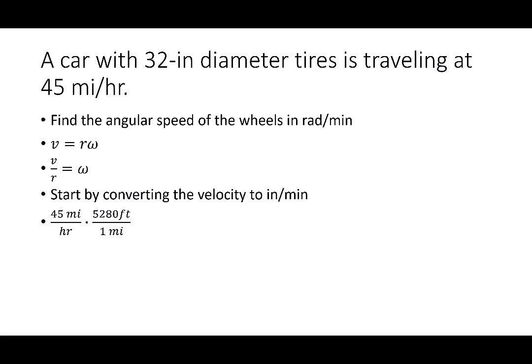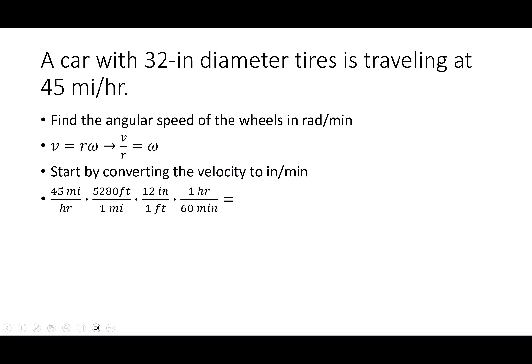We're starting with 45 miles per hour. We know there are 5,280 feet in every mile. Then, to convert from feet to inches, we'll multiply by 12 inches in every foot. Here we can cross out the miles, we can cross out the feet, and we now have inches per hour. We want to change that to inches per minute. To do our time conversion, we multiply by 1 hour over 60 minutes. This gives us a total of 47,520 inches per minute.